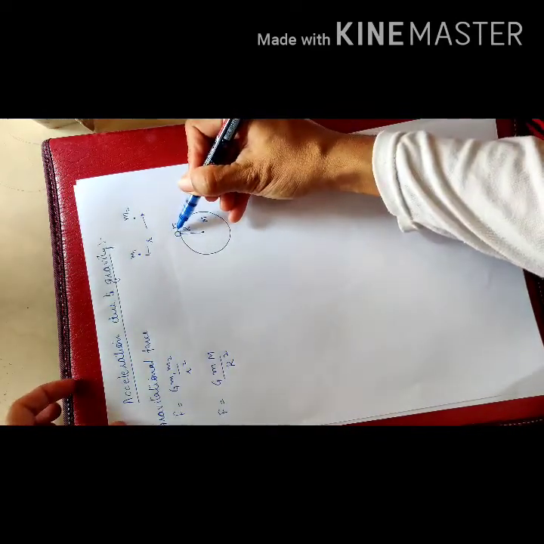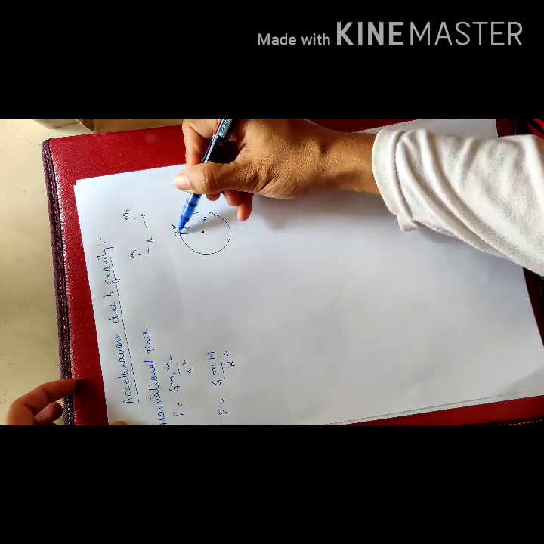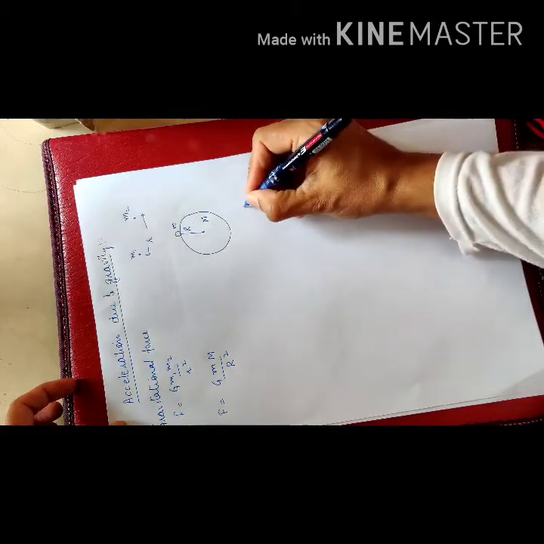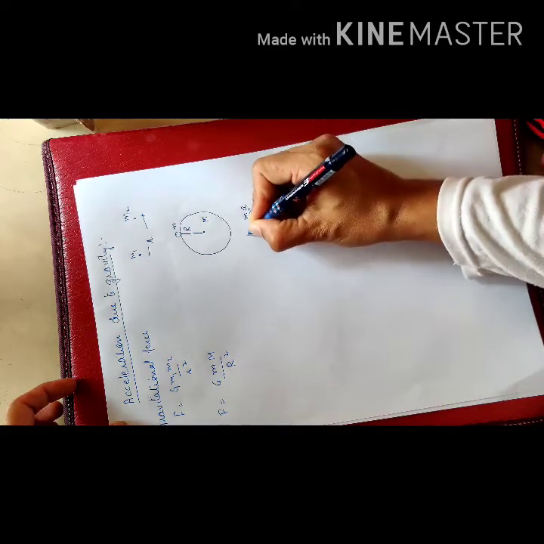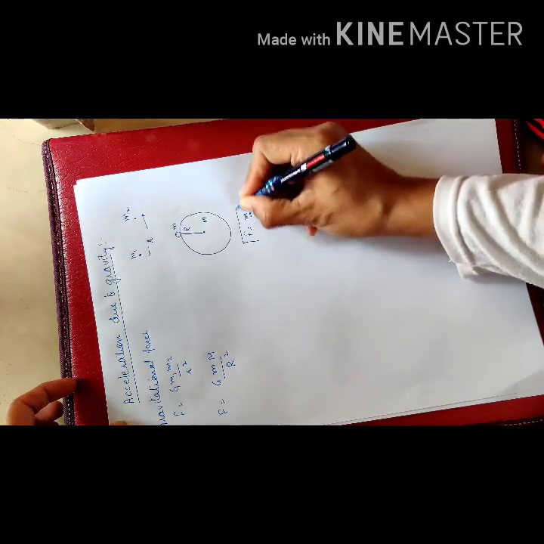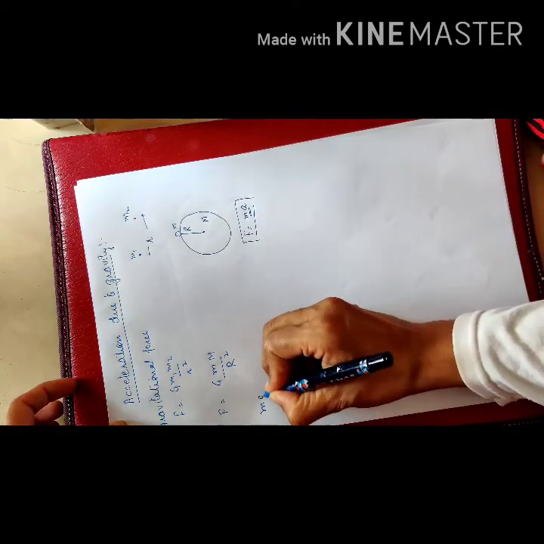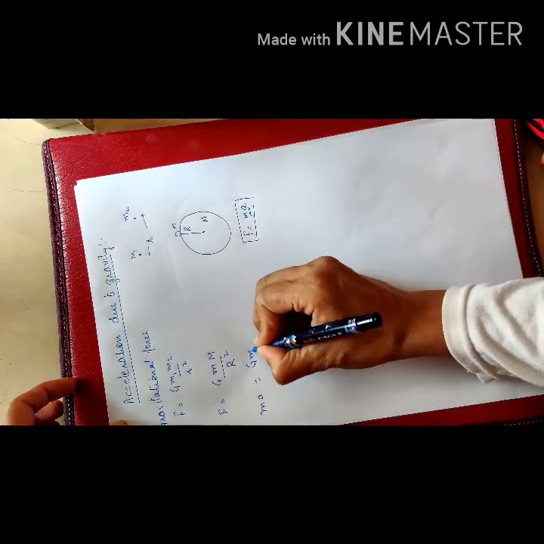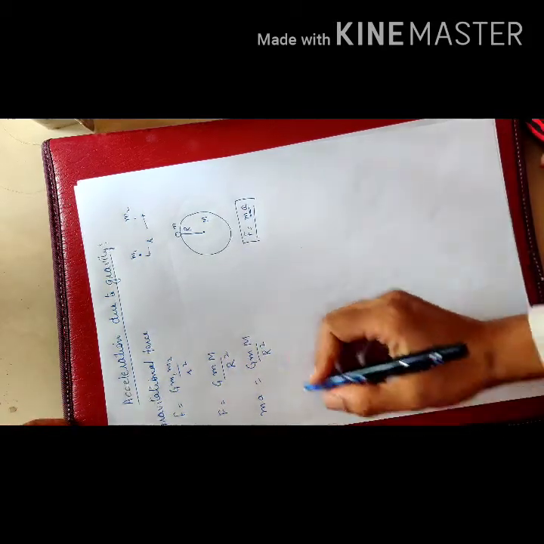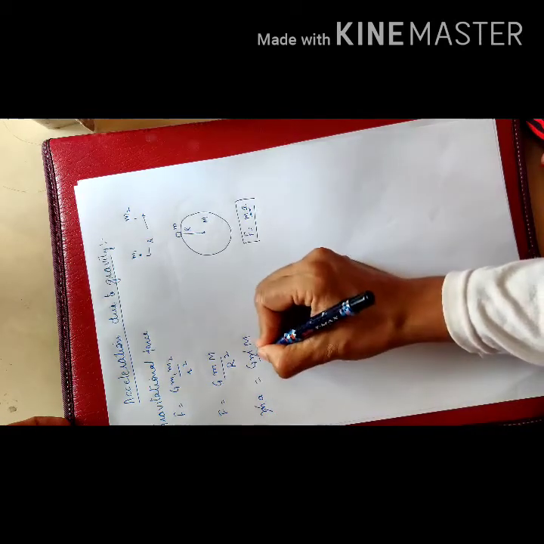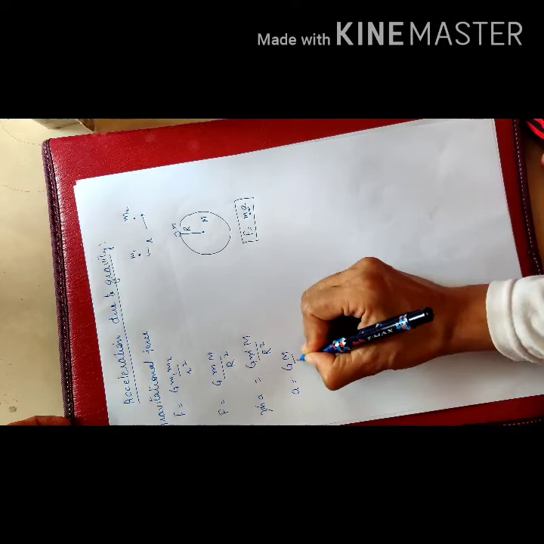This stone on the surface of the earth is attracted toward the center of the earth. If a is the acceleration and m is the mass, according to Newton's law, m a is equal to the force. I am going to put this value here: m a is equal to G M m by r square. Then m is cancelled by this m, and a is equal to G M by r square.